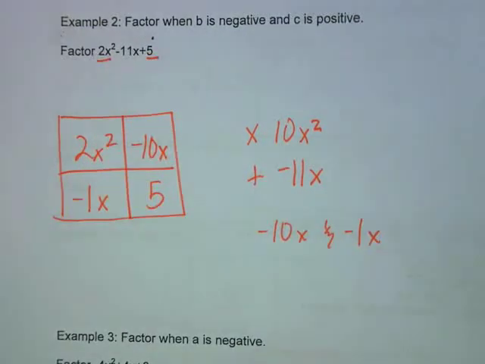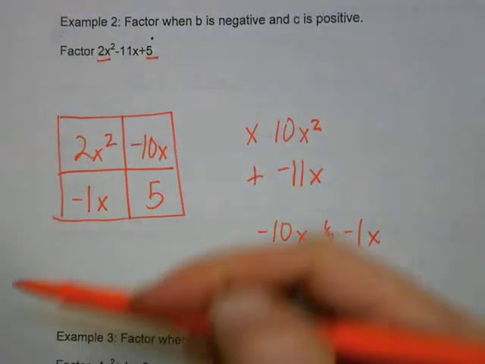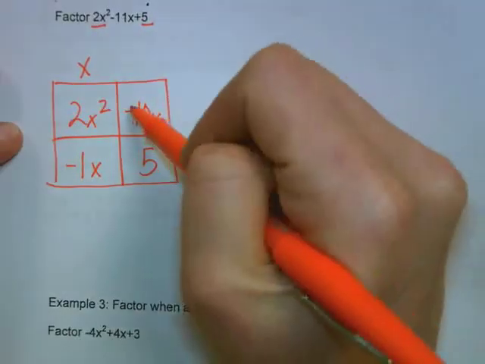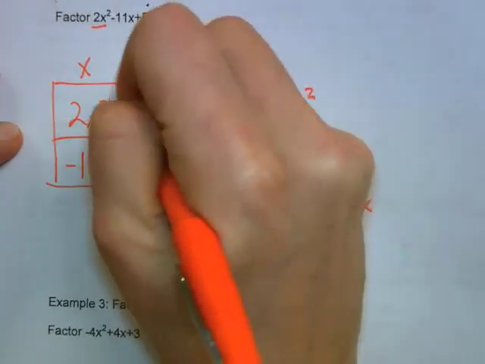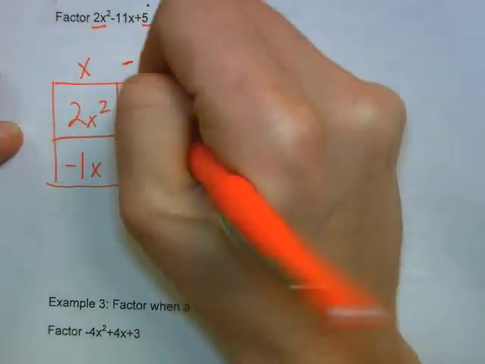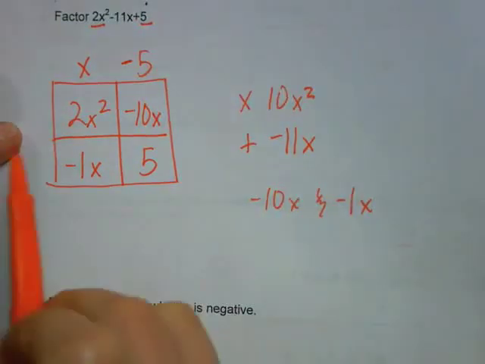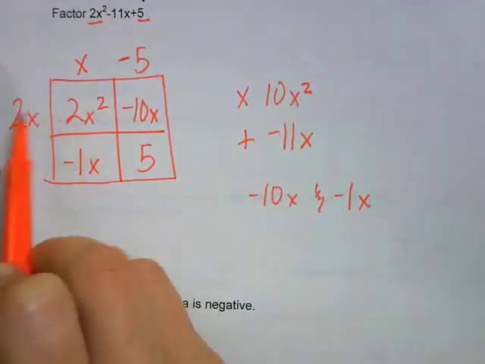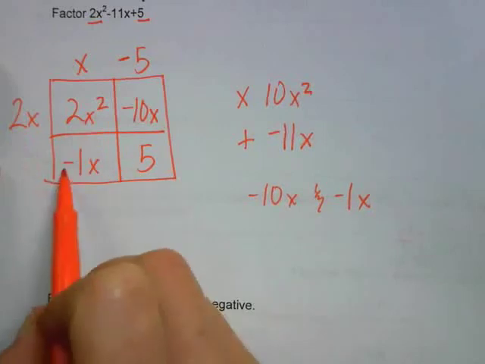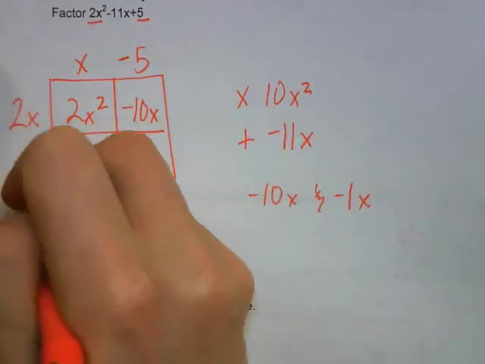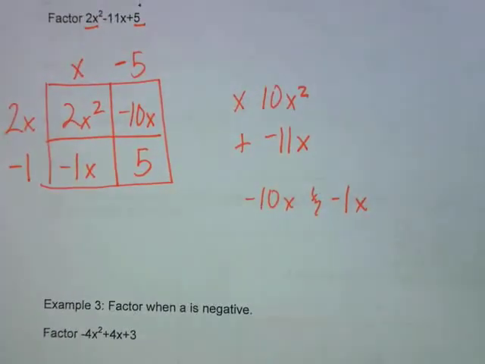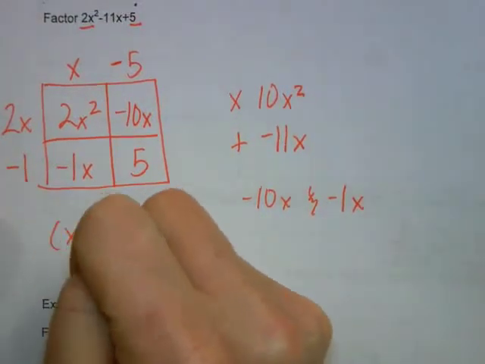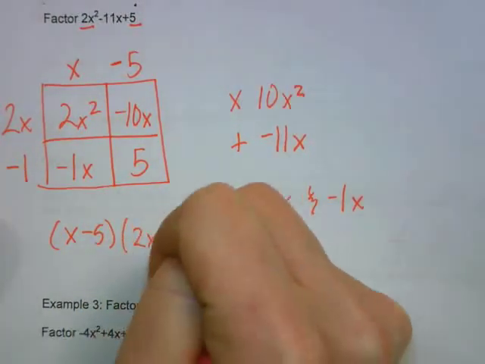And now we're going to factor our columns and rows. So in column 1, x is my greatest common factor. In column 2, there's a negative touching the door, so he has to come out. And then 5 is the greatest common factor. In this one, 2x is the greatest common factor. There's not a negative touching the door, so it stays in. This one does have a negative, and 1 is the greatest common factor, so negative 1 comes out. That means I am left with, as my two factors, x minus 5 and 2x minus 1.